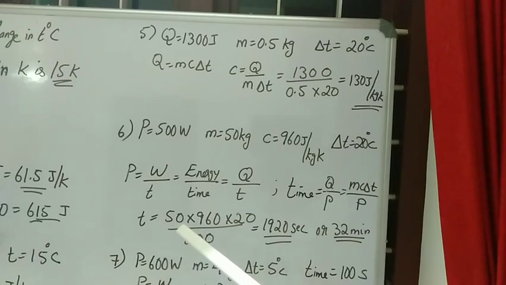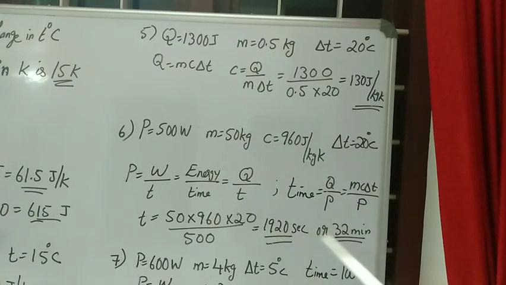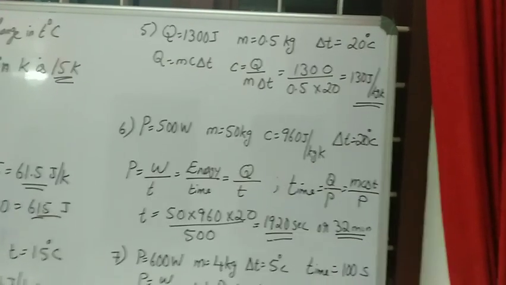So time will be mass 50 into C 960 into delta T 20 divided by power 500. Calculating, you will get the answer 1920 seconds. In your textbook you can see it is given as 32 minutes. If it is in seconds also, since it is the SI unit, no problem. Or if you want, you can convert seconds to minutes. Now question number 7.